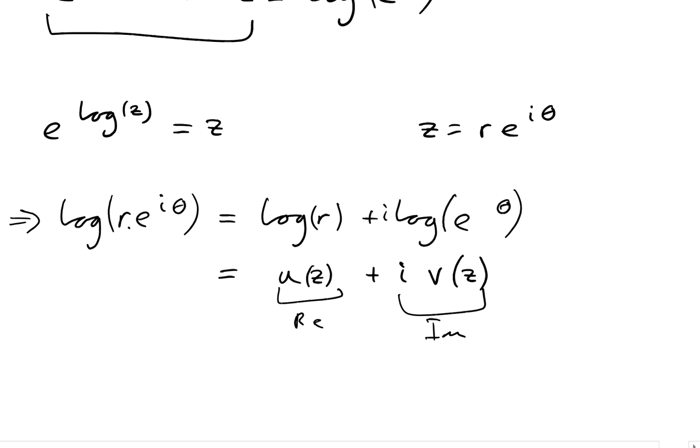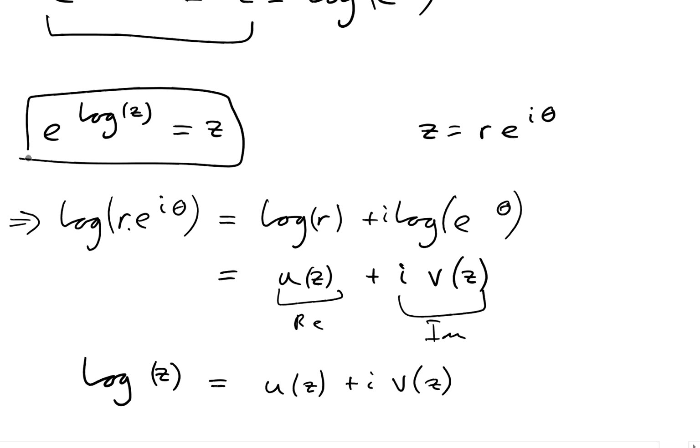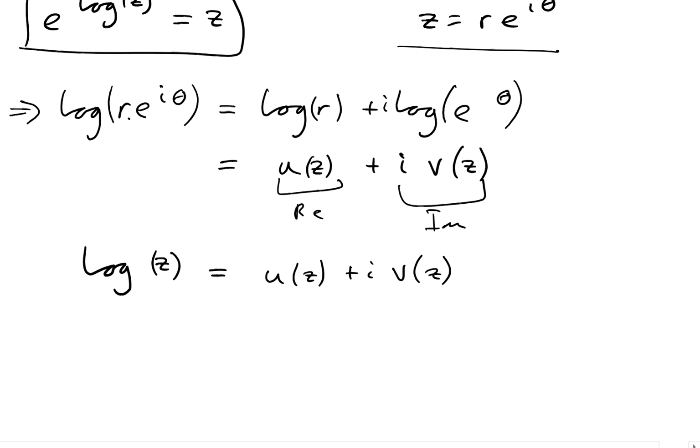Okay, so this is effectively what I want. I want to look at the logarithm of z first of all. I want to show that that is equal to a real part plus an imaginary part, where u and v are just functions. So I've set up here that I want to raise e to this logarithm of z, and I want to get this thing back. So let's see if that happens.